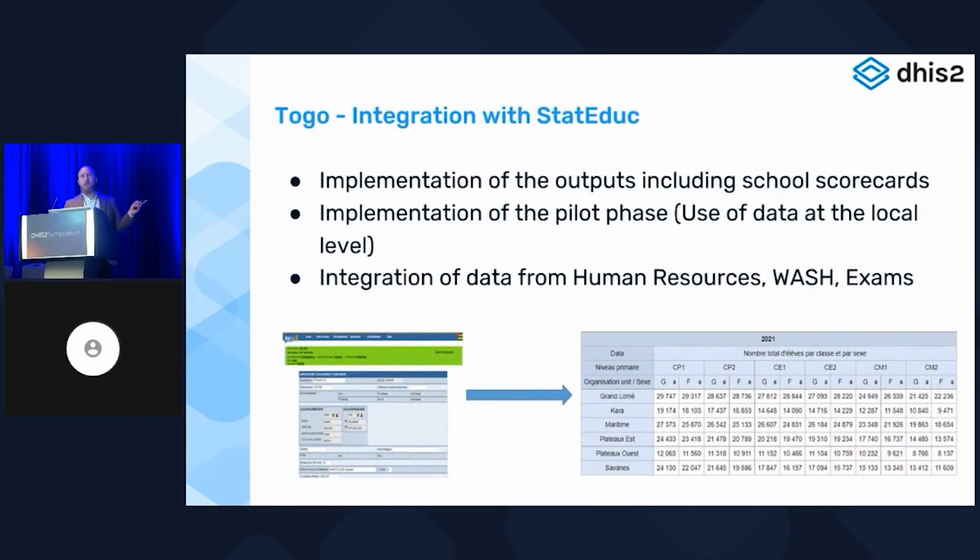Togo is an interesting one because this is where we had to integrate with existing education software. There's an information system called StatsEduc, which is existing in many countries, that is monitoring student learner outcomes. And we have started to merge StatsEduc into DHIS2. So DHIS2 would be able to monitor the student learner outcomes just like StatsEduc. And UNESCO uses StatsEduc to also report at global level, so we would be able to produce those reports for UNESCO.